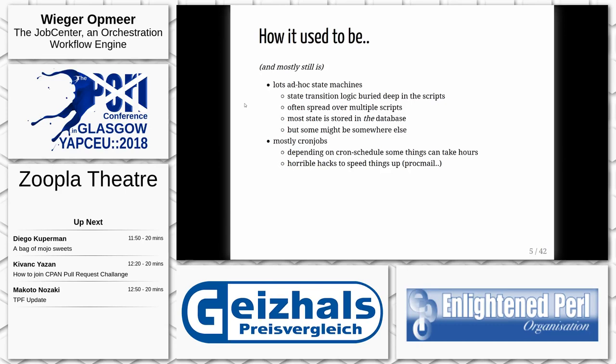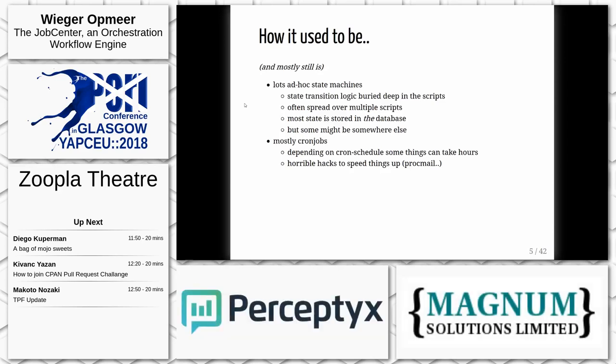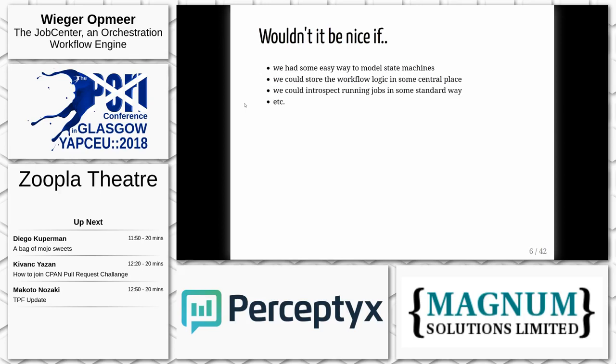Okay, things are getting stuck here. Okay, that is that script that should be doing that. It's looking at that state. Difficult to do. And because everything is on a cron schedule, things may take hours. So we actually have some horrible hacks in place, with specific emails being mailed to specific addresses, and then some procmail rules trigger, and that then calls scripts, and then suddenly things move along again. It works, but no, that's not how you want to do that.